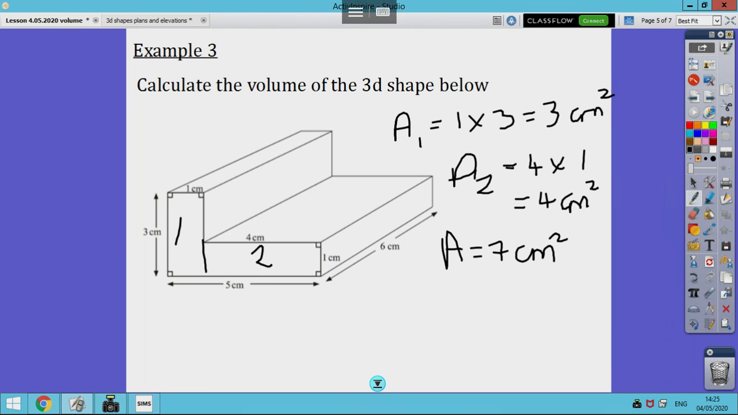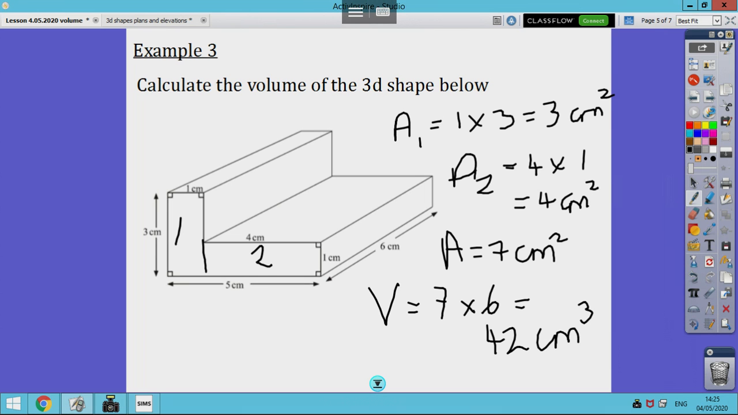And now to find the volume, well, you found the area of that front cross section, so the volume is going to be 7 times 6, which is 42 centimetres cubed. I hope that all makes sense there. I mean, you could have split it either way. It doesn't actually really matter. You would have got the same answer either way.